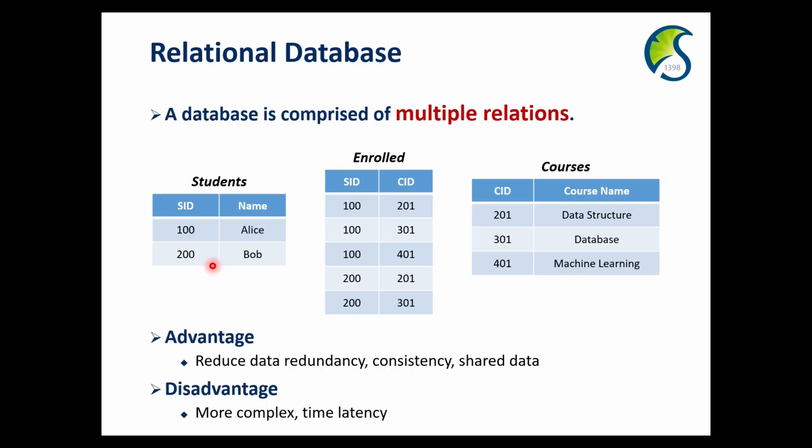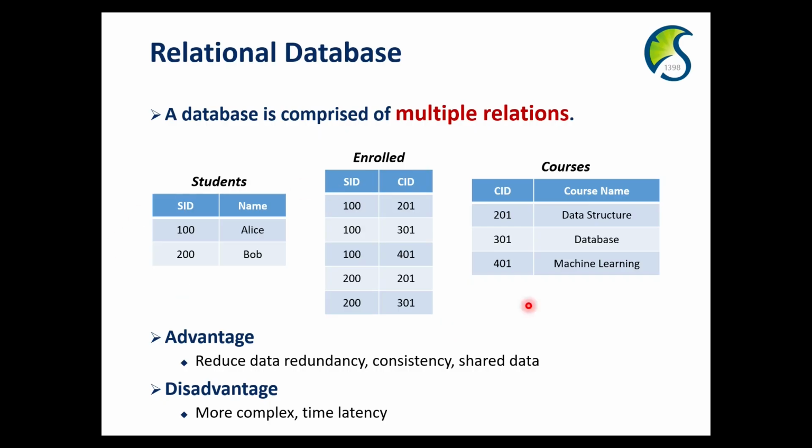This is the relation for student. This is the relation for node. This is the relation for courses. By using multiple relations, we can avoid data redundancy. So if we need to update some information for courses or students, the updated data doesn't affect other relations. So it is good for supporting data consistency.